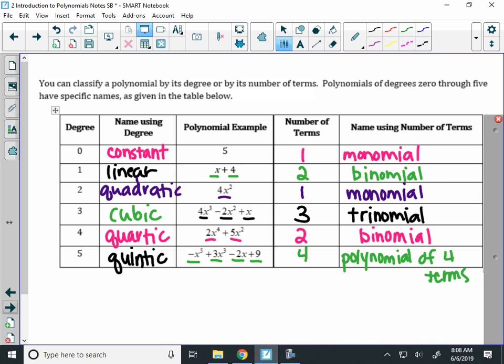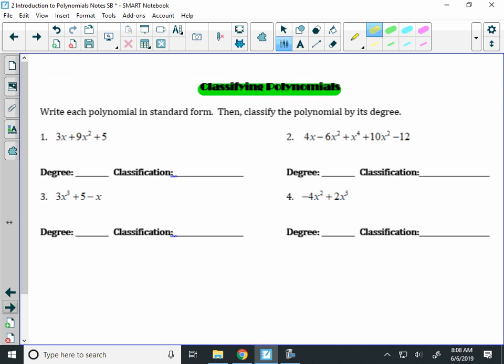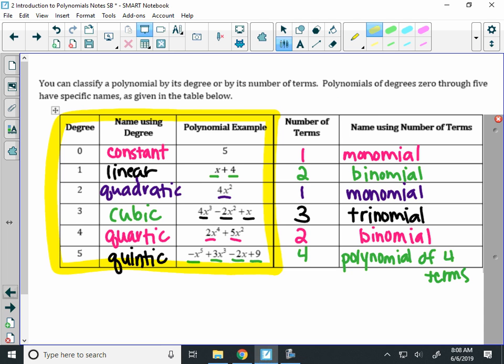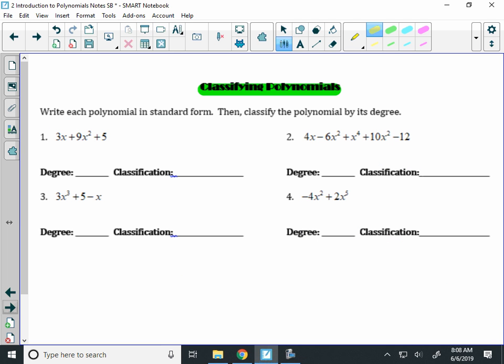All right, you need to know the left side of this chart. You should be able to look at a polynomial and tell me its name based on its degree. All right, so let's put each of these polynomials into standard form, so exponents from highest to lowest. We'll decide what the degree is and then classify it using those terms on the left side of your table here based on its degree.